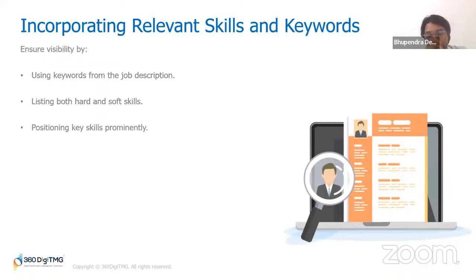Talking about incorporating relevant skills and keywords, you can ensure visibility by using keywords from the job description. First thing, listing both hard skills and soft skills. Yes, hard skills are technical skills and soft skills are communication skills, for example, or leadership or anything like this. We generally avoid using all those things in our resume, but actually they make a lot of impact, so it's better that you use it.